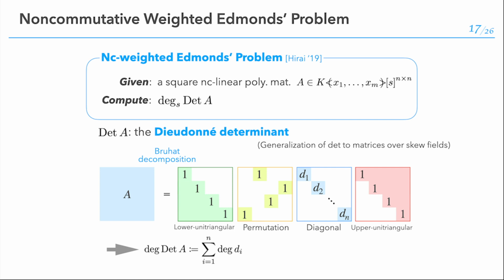To introduce its definition, I need to introduce some ring theoretic notions. I don't want to do that, but defining the degree of the Dieudonné determinant is much easier. So I define the degree of the Dieudonné determinant here.